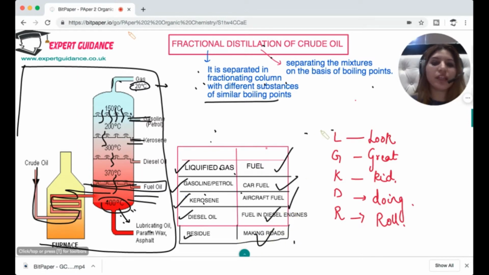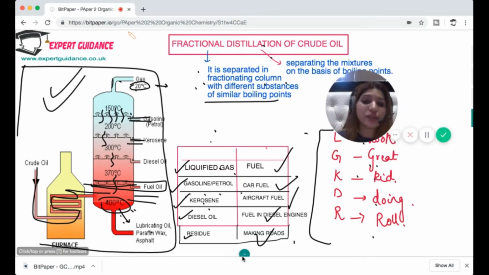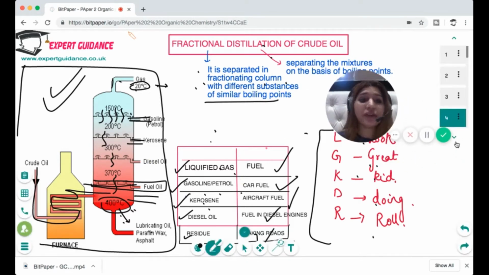The mnemonic to remember that is, Look Great, Kid Doing Roll. So L stands for liquefied gas, G stands for gasoline, K stands for kerosene, D stands for diesel oil, and R stands for residue. So you should know this fractional distillation setup. Which temperature is at the top, which is at the bottom. What are the various fractions we get, in what order, where do we get shorter chain fractions, where do we get longer chain fractions, and the uses of these fractions. So this slide is very, very important.